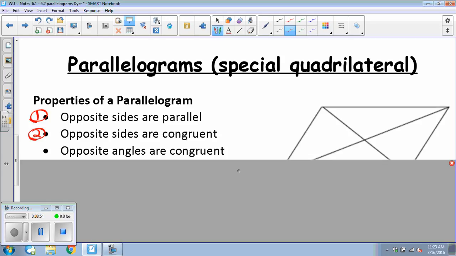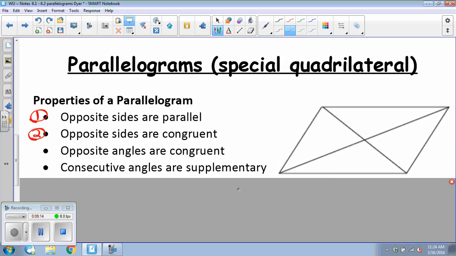Okay, so these two are 80, right? If you add that up, that gives you 160. Subtract that from 360, you get 200. Divided by 2, each angle has to be 100, right? Each angle has to be 100, which leads us to our next property.